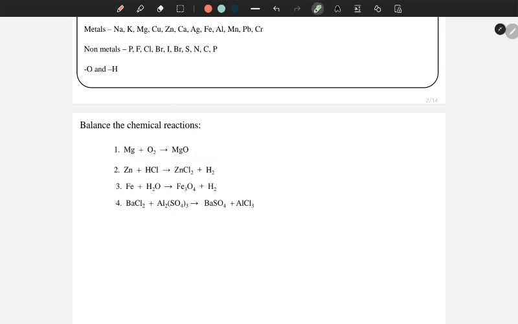Here magnesium is 1, here magnesium is 1, so we don't have to change anything. Then here oxygen is 2, here oxygen is 1, so we have to add 2 here. Now oxygen is 2 on both sides. Now let's see if it is balanced. Magnesium is 1 here, but here magnesium is 2, so we have to add 2 here also. Now it is a balanced chemical reaction: 2 Mg plus O2 gives 2 MgO. Now it is a balanced chemical equation, with 2 Mg and oxygen 2 on both sides.